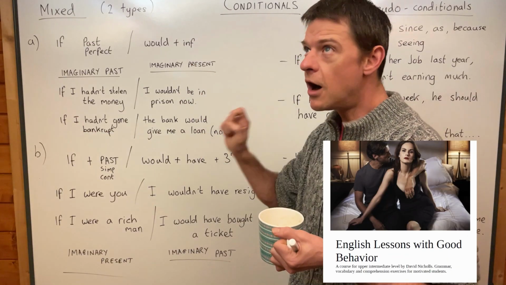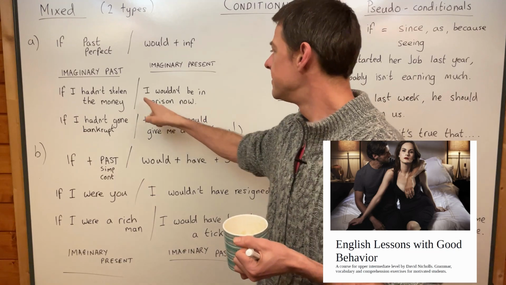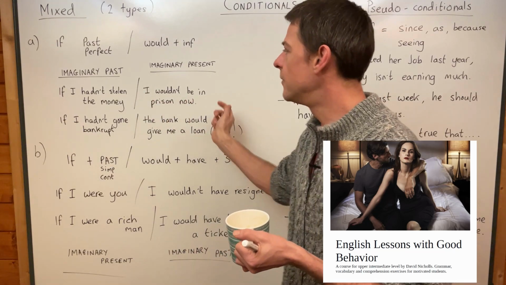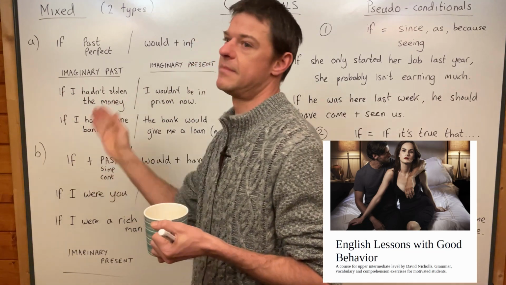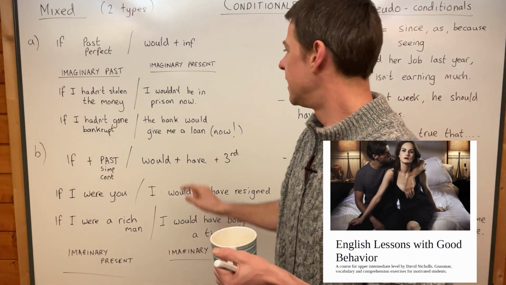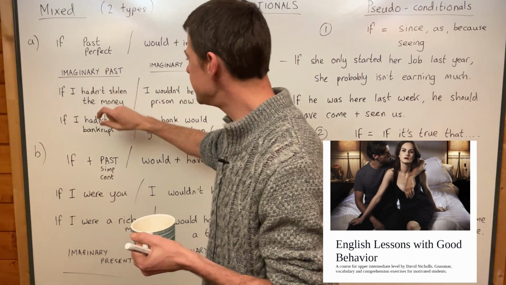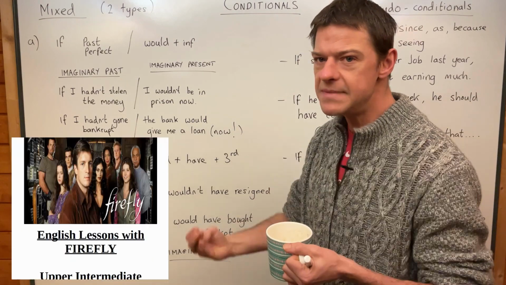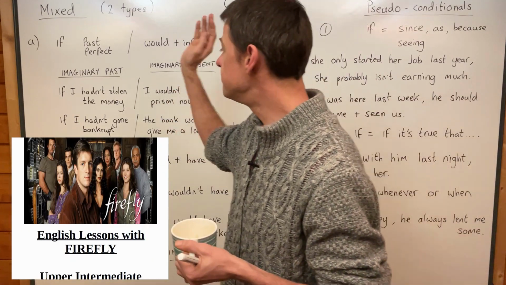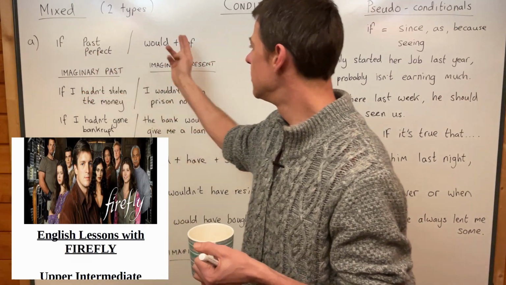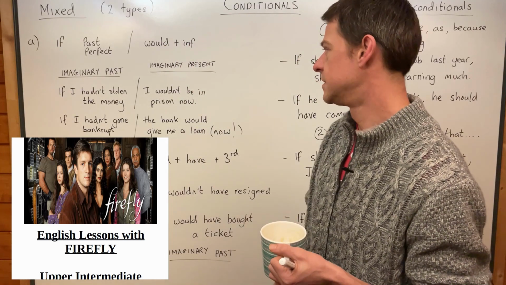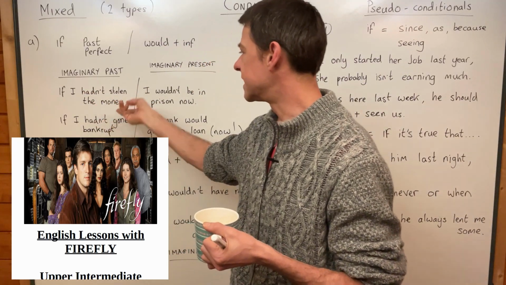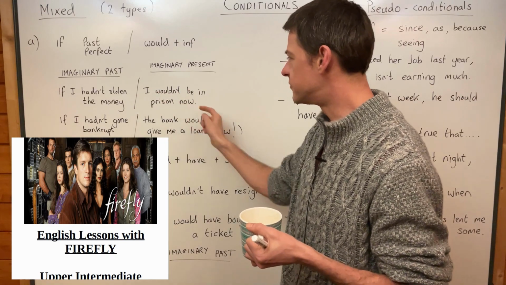Now this is imaginary present. You are in prison now, but you wouldn't be in prison now if you hadn't stolen the money a year ago. Okay, so notice that it's when imaginary past and imaginary present mix. And all you do is you mix the third conditional with the second conditional. Yeah, so if I hadn't stolen the money last year, I wouldn't be in prison now.